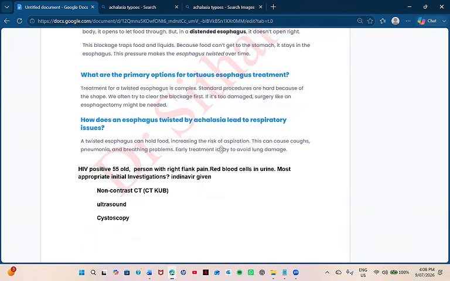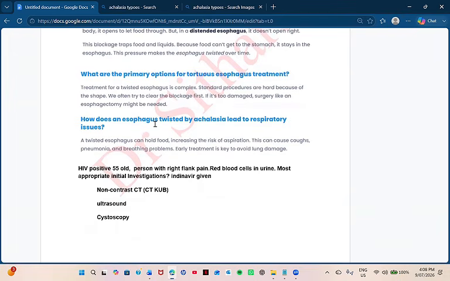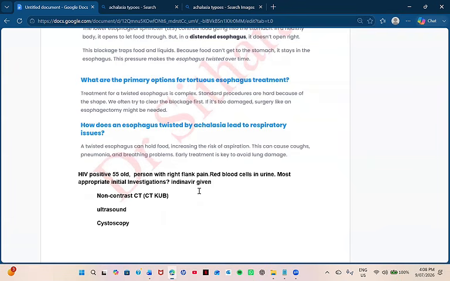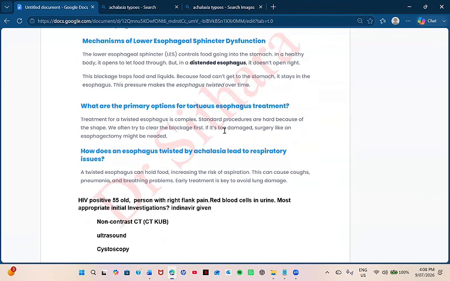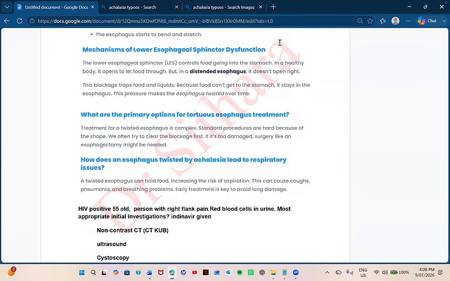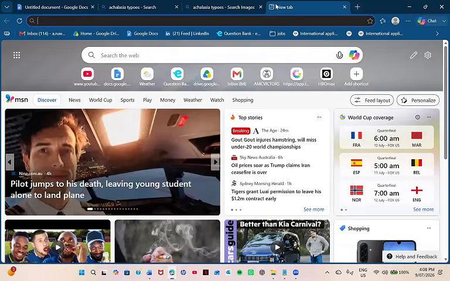How does this twisted achalasia lead to respiratory issues? This is another cause that can lead to respiratory issues. Okay, a twisted esophagus can hold the food, and this can increase aspiration, which can cause respiratory problems. Aspiration pneumonia can be seen. Okay, so this tortuous esophagus is like a dilated and twisted esophagus. Let's see if we can find this.